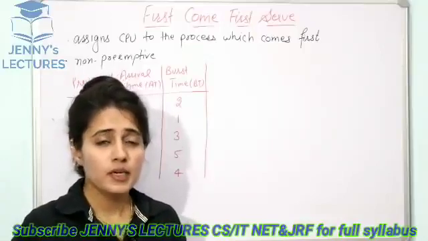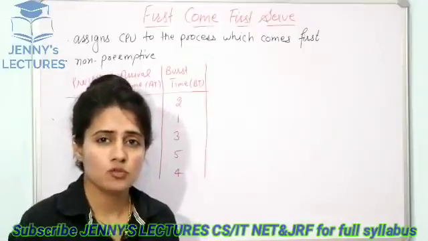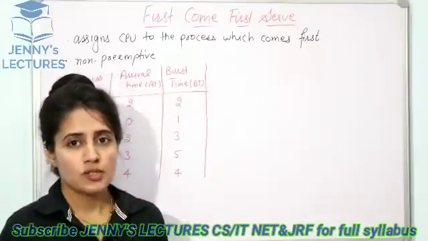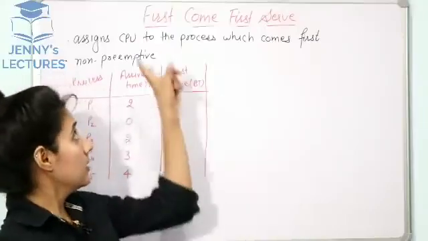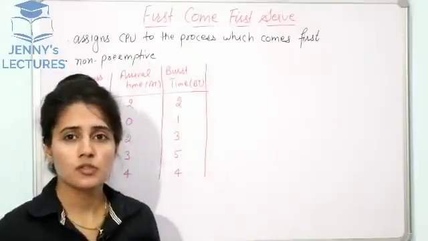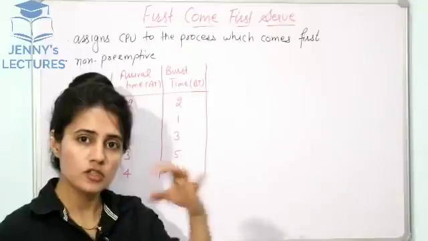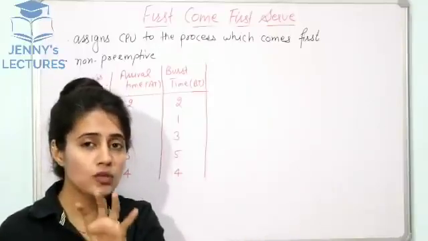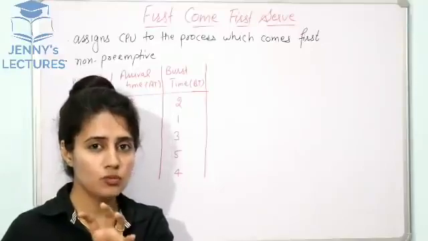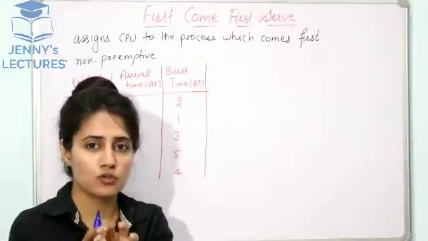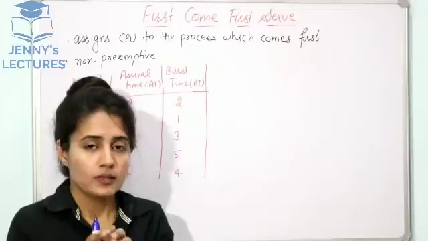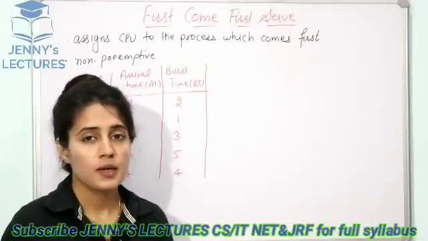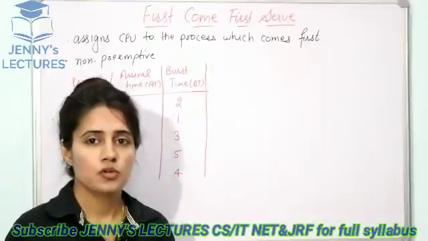Now many types of CPU scheduling algorithms are there. Today I am going to discuss first come first serve CPU scheduling algorithm. The simple funda of this algorithm is it assigns the CPU to the process which comes first. As the name suggests, first come first serve. The process which comes first in the ready queue, the CPU is to be assigned to that process first of all. That is the funda, and it is one of the simplest CPU scheduling algorithms, plus it is a non-preemptive CPU scheduling algorithm.